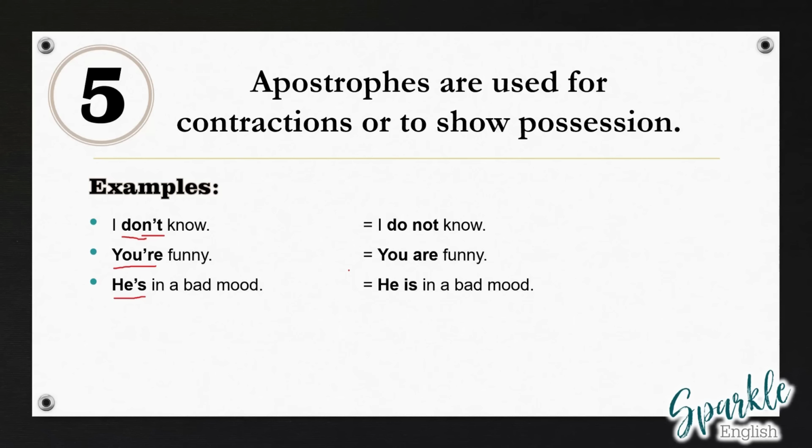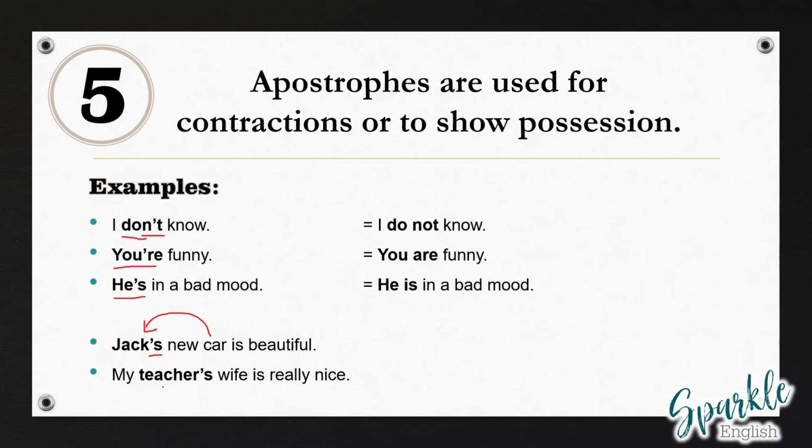We also use apostrophes to show possession. For example, Jack's new car is beautiful. Jack's new car means the car belongs to Jack. When we put an apostrophe S, it means that the object belongs to this person here, to the subject. My teacher's wife is really nice. This means that the wife of the teacher, his wife.